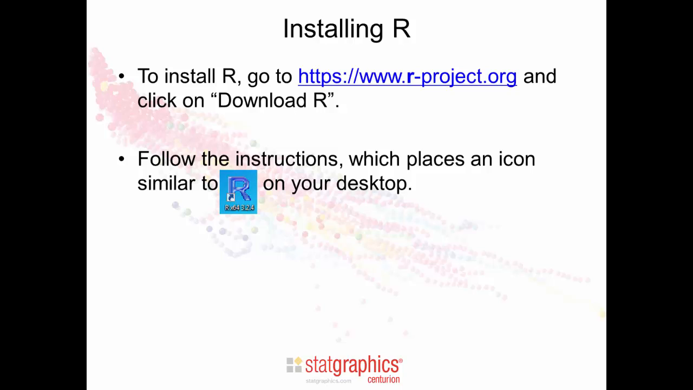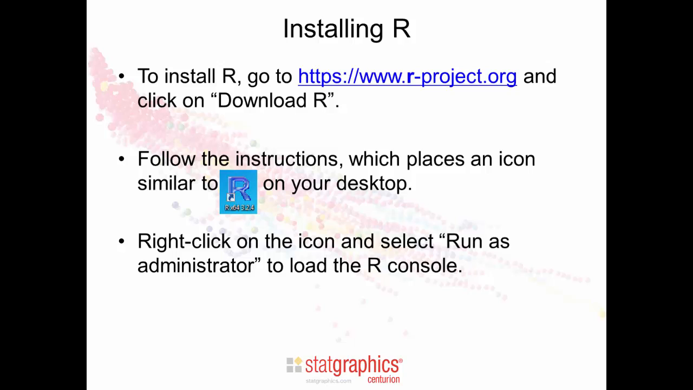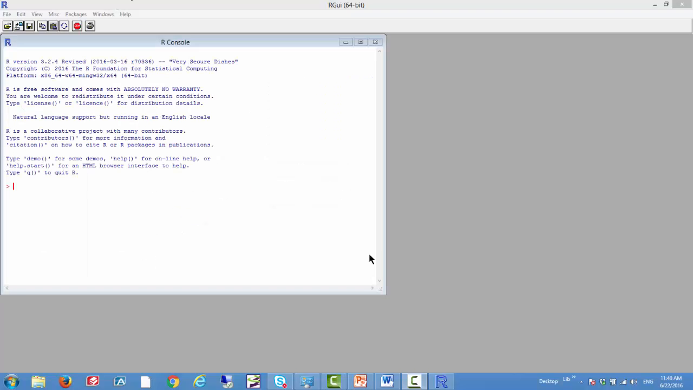Once the installation is complete, an icon similar to that shown here, the big R, will be placed on your desktop. You right-click on the icon and select Run as Administrator to load the R console. Clicking on the R icon loads a window containing the R console. The R console is a place where you can type commands and immediately have them executed.